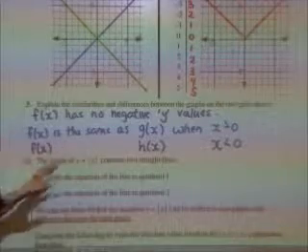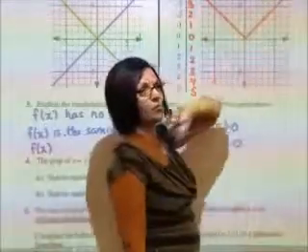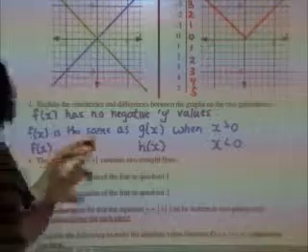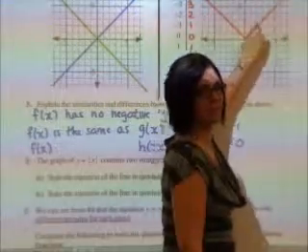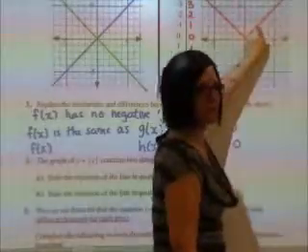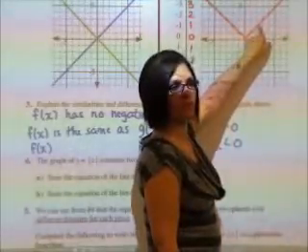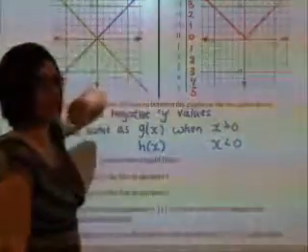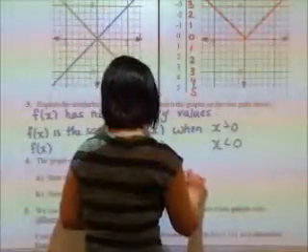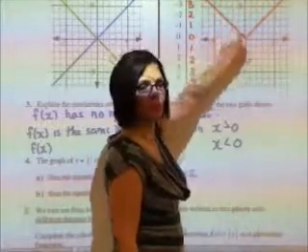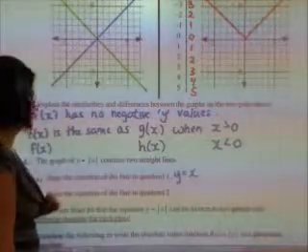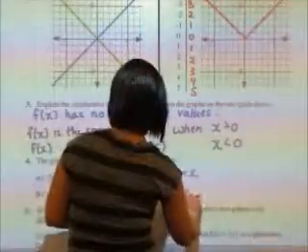So question number 4 says this graph contains two straight lines. What is the equation of this line in quadrant 1? G of x, and what was the equation of g of x? Y equals x. And what's the equation of the line that's in quadrant 2? Y equals negative x.